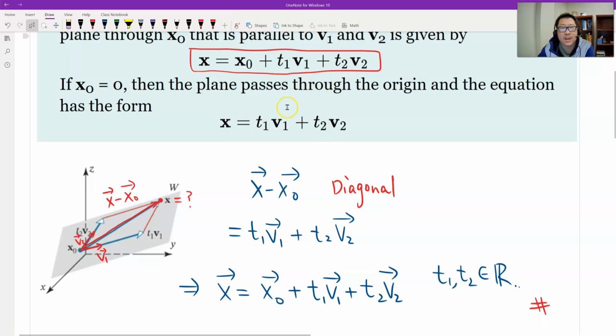We have a special case. If x0 is the zero vector, the origin, then this term disappears, right? So the equation of the plane is that x is a linear combination of v1 and v2. This is exactly the plane going through the origin.